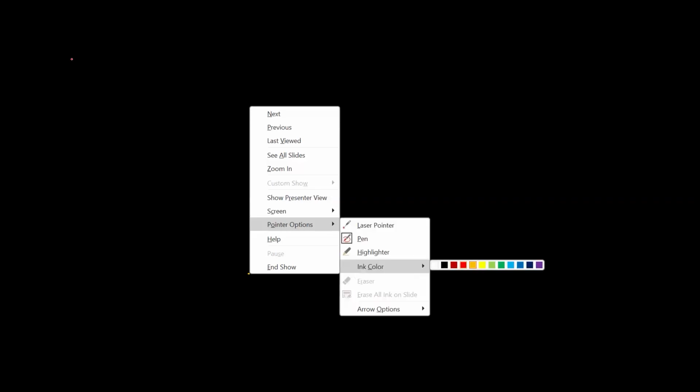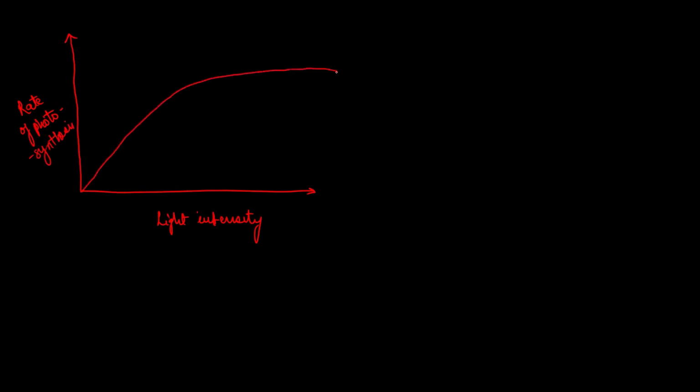Okay, now if we draw the curve of light intensity versus rate, how will the curve look? I said in the previous slide that light intensity is affecting photosynthesis. So does it mean that if you increase the light infinitely, the photosynthesis rate will keep on increasing? The answer is no. So if you plot a graph between light intensity and rate of photosynthesis, the graph will look something like this.